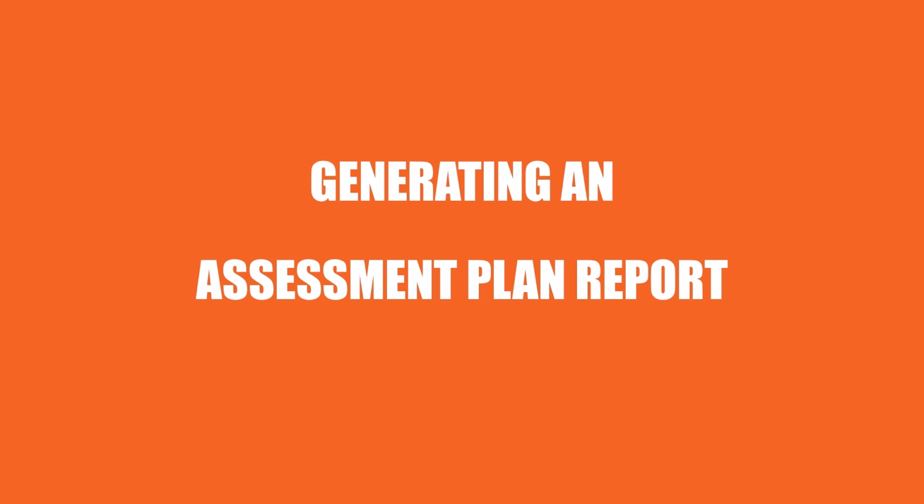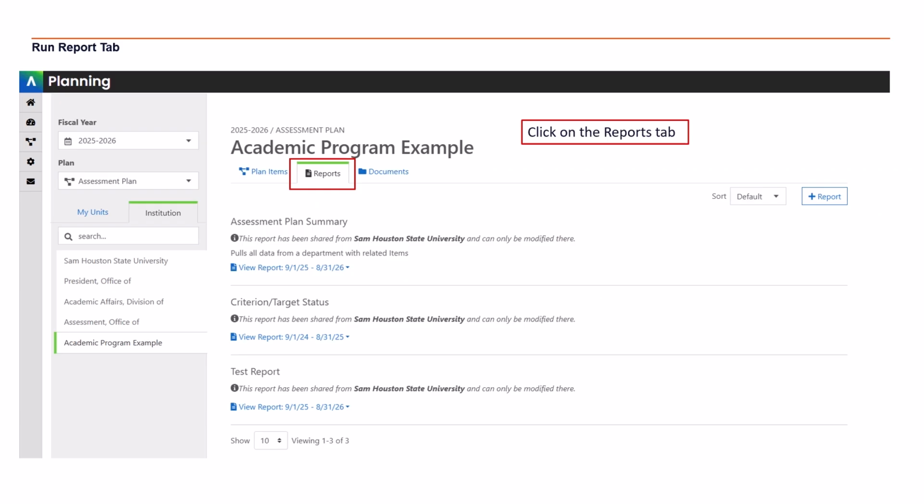Because the Plan Items tab displays only a list of individual assessment components rather than the assessment plan as a whole, it is helpful to generate an assessment plan report to review the current content of the plan. Assessment plan reports organize individual plan items into a narrative format, making it easier to review the plan as an integrated framework. To generate an assessment plan report, select the Reports tab located near the top of the screen.